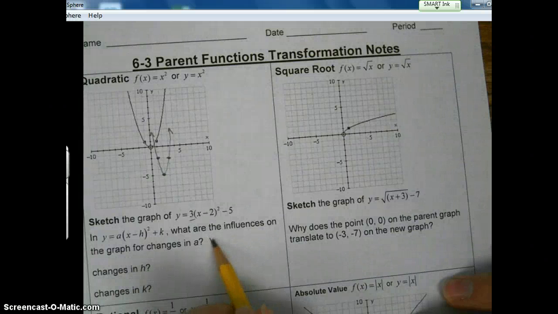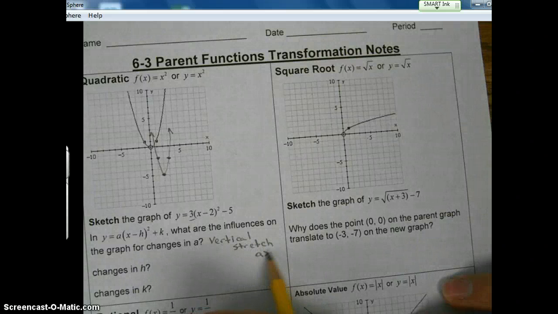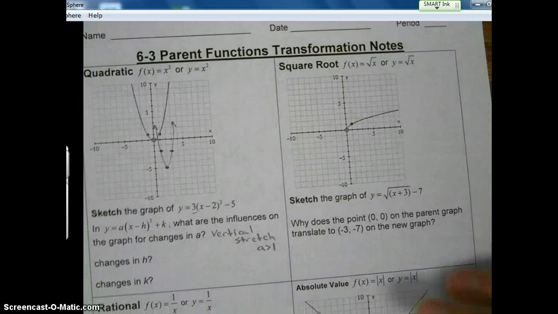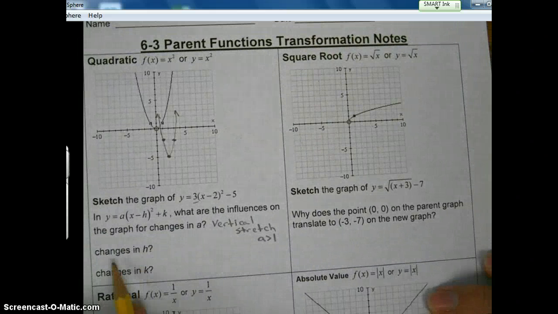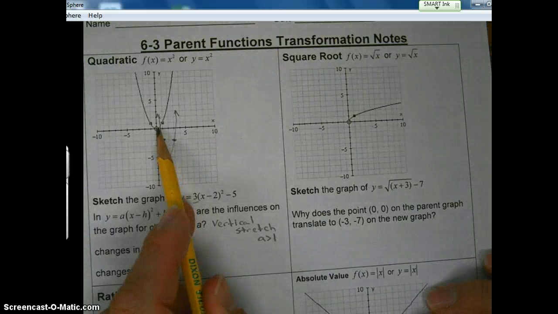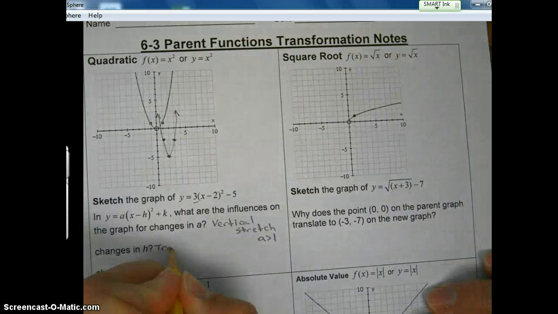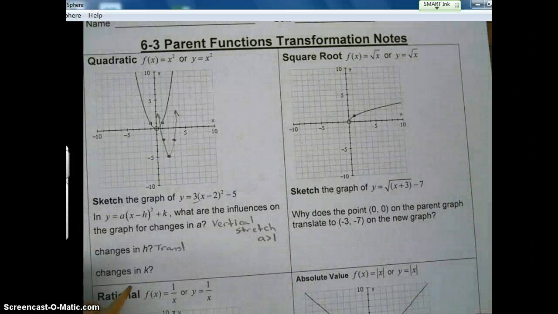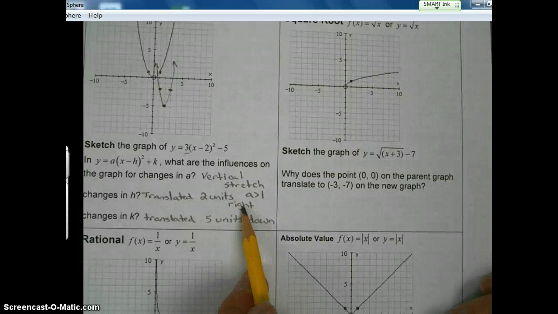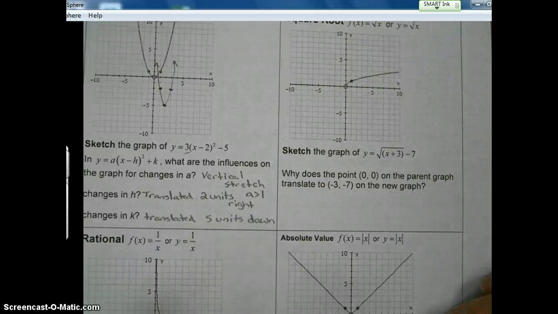Now, it says, what are the influences on the graph for changes in a? We have a vertical stretch. a is greater than 1. Okay? Changes in h. We have a translation of 2 units to the right, and translated 5 units down.